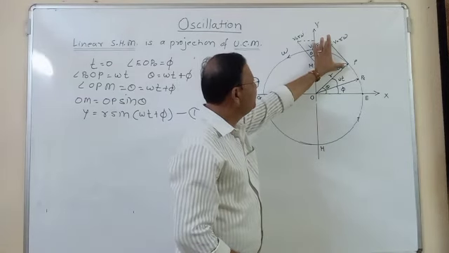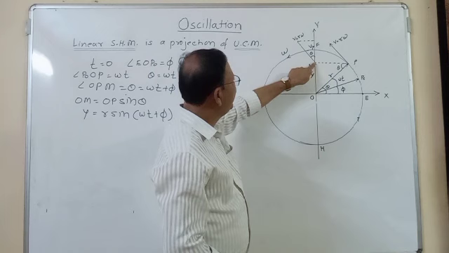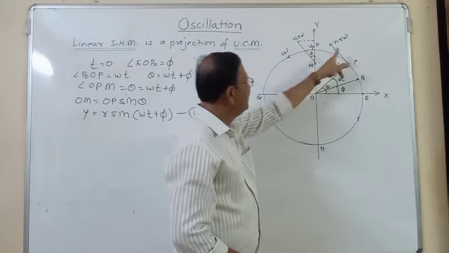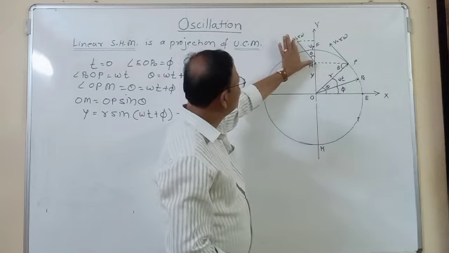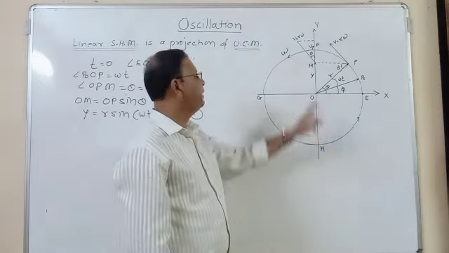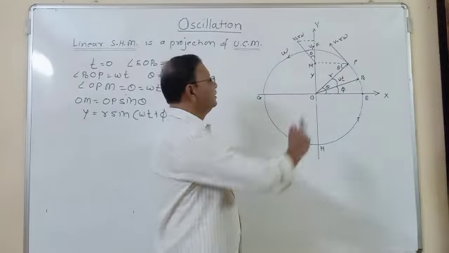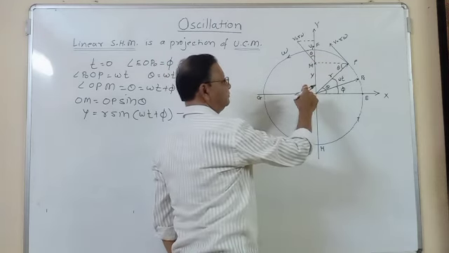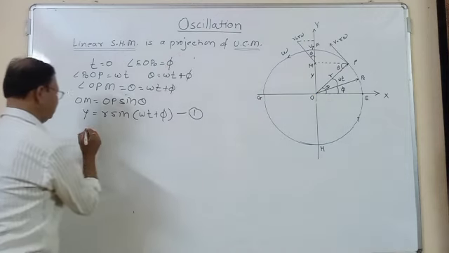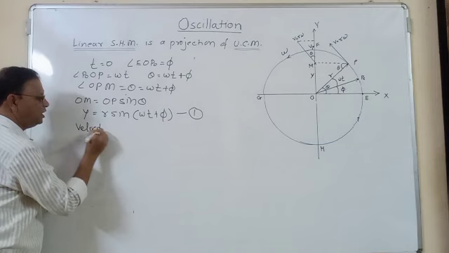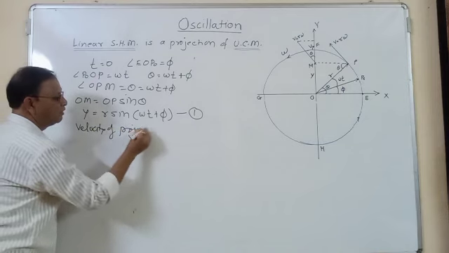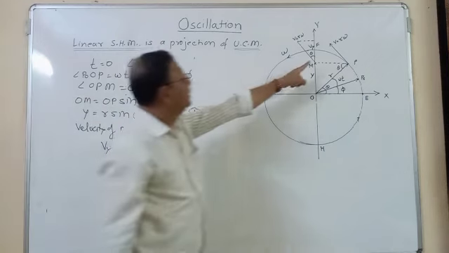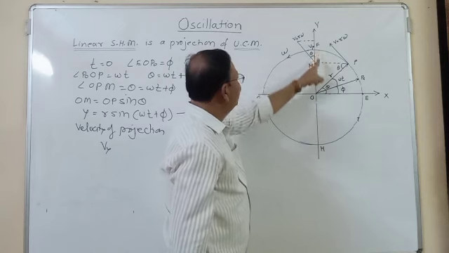We can draw this velocity vector from the point M also. Both the vectors have the same direction and same magnitude, and therefore we can say that this is also a velocity of projection of a particle. And the projection of velocity along the diameter is Vy. This velocity is Vy along the diameter.